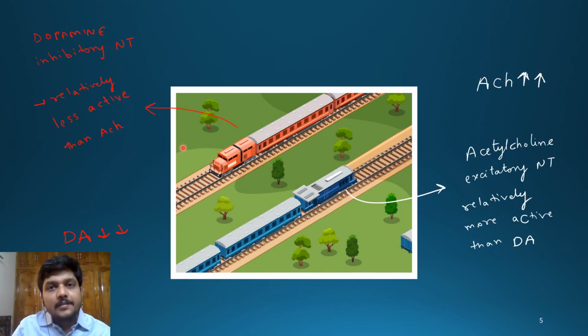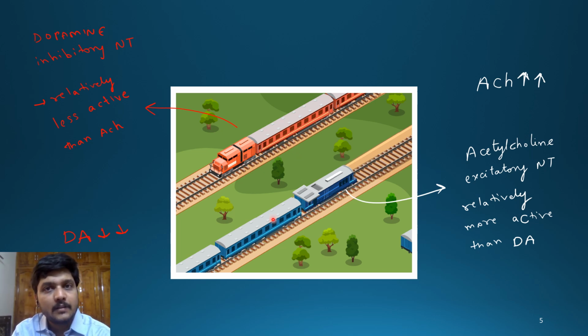Coming to the pathophysiology of Parkinson disease, there are many theories. Of those, it is wise to follow this theory because most of the medications and therapies are designed believing this theory. Coming to the physiology, dopamine is an inhibitory neurotransmitter. We can compare it with this red color train. Acetylcholine is an excitatory neurotransmitter, which we can correlate with this blue color train. These two trains are moving in opposite fashion on separate tracks.